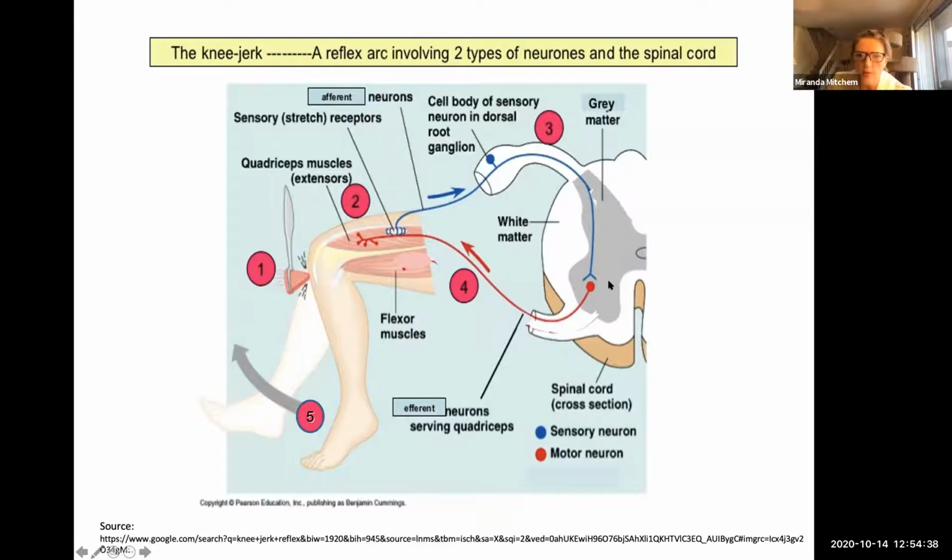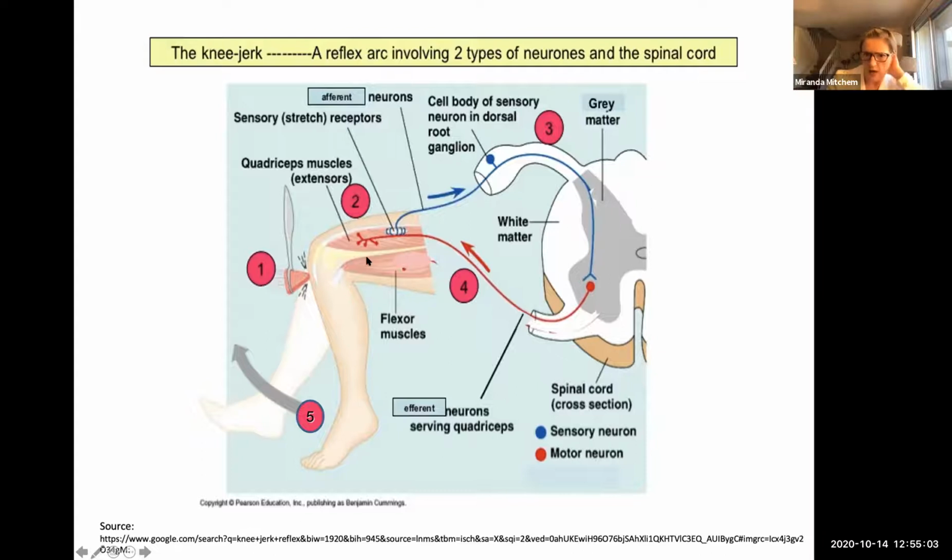And then we get a message coming out, our efferent pathway coming out, that is going to target the quadriceps. So that's the pathway that we're looking at for the quadriceps, right? We're actually keeping it simple right now. We're looking at just one of the circuits involved with the knee jerk reflex.